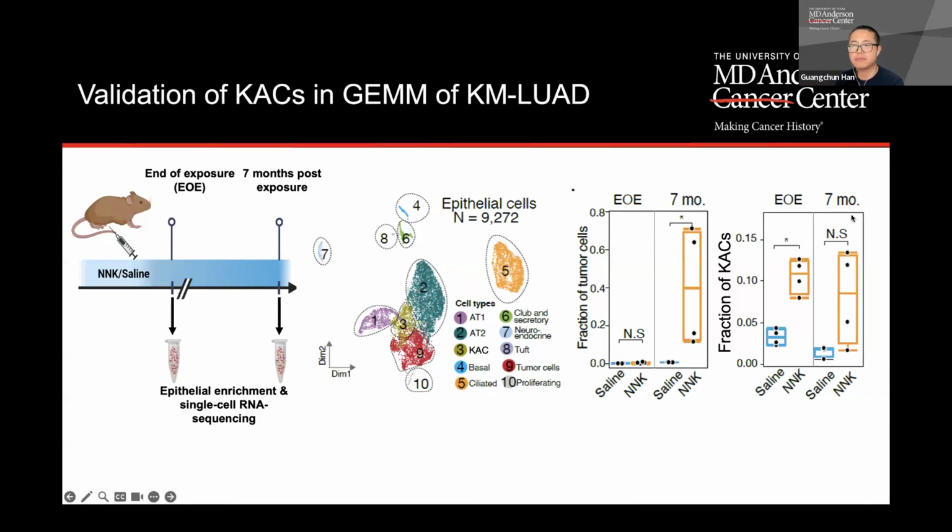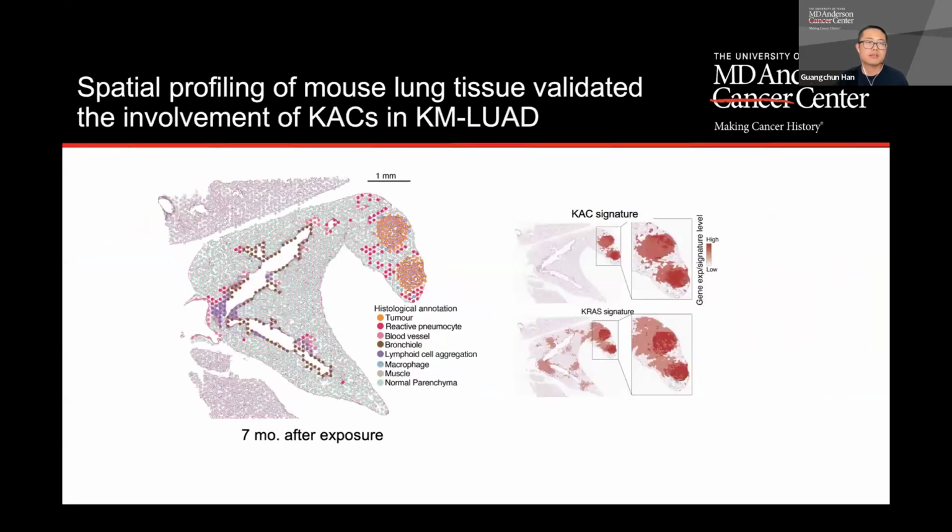And then at the 7 month time point, it shows a difference, but this difference is not significant. It has a high variation. And this indicated the early involvement of these CAC cells in the mouse model. So in addition to that, we did similar analysis using independent technology platforms. Here we used the 10x spatial profiling platform to profile the lung tissue that we collected from the mouse model, trying to see if we can capture the interesting phenomenon that we observed in human samples.